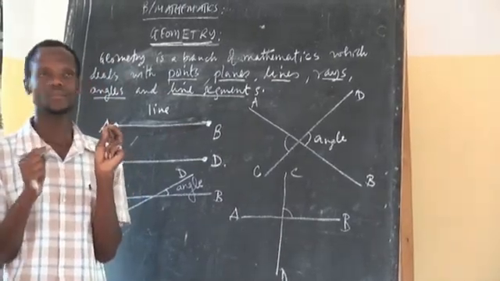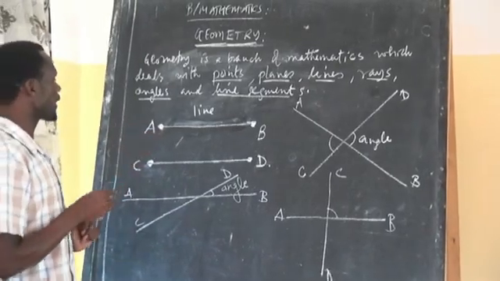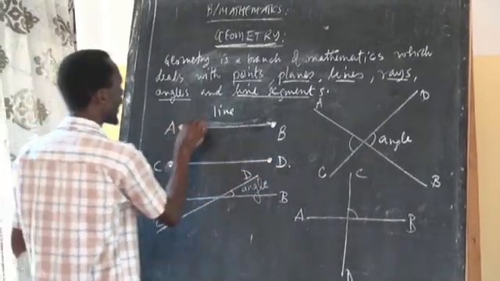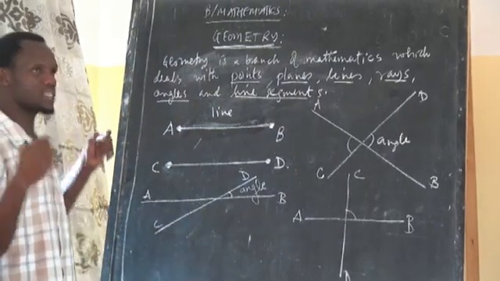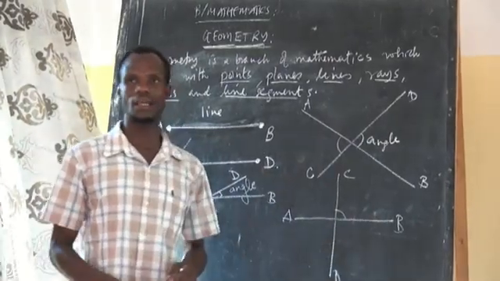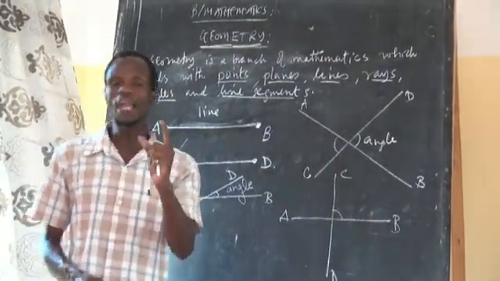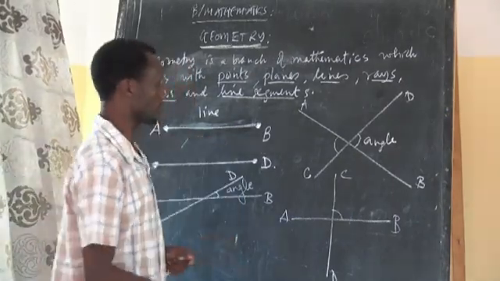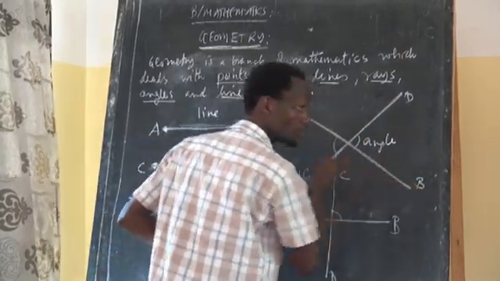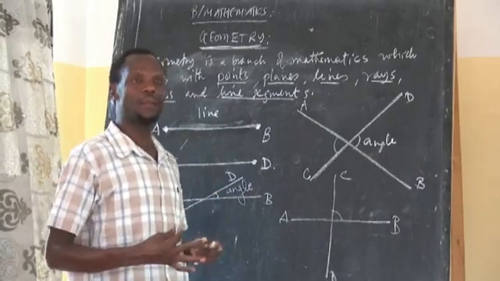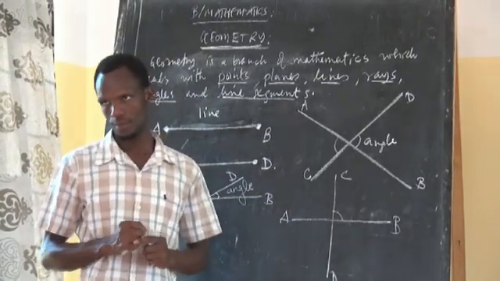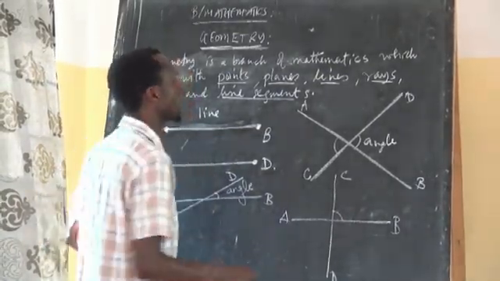That's a line. But what is an angle? If you have 2 lines, line CD and line AD, and they intersect, at the point where they have intersected, they form an angle. An angle is formed after intersection of lines. No matter how they intersect, they have intersected somewhere, and at the point of intersection, an angle is formed.